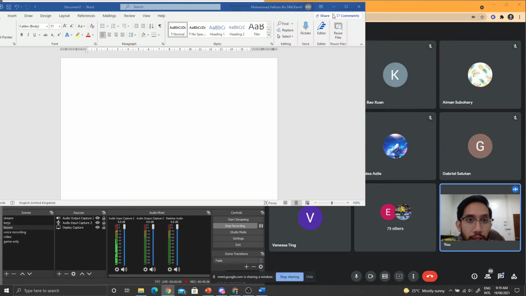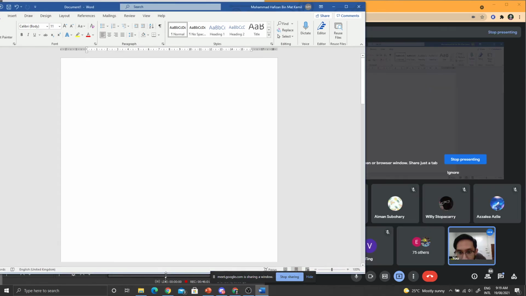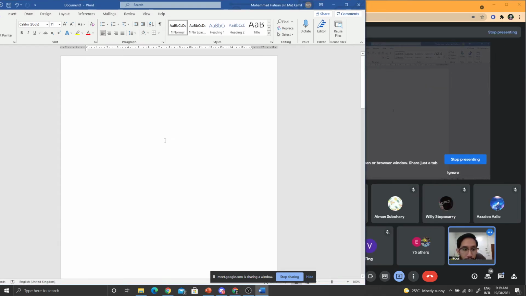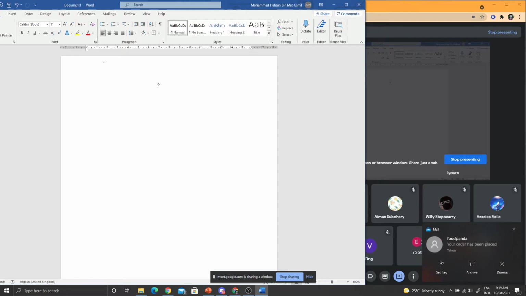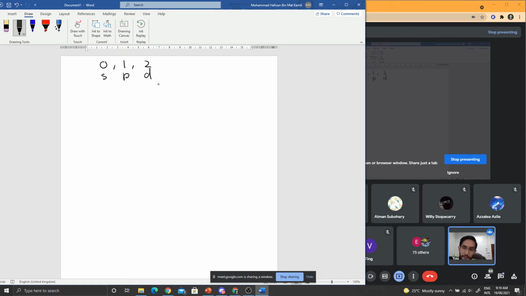Okay, let's draw. Nampak kan my slide? Okay, good. Nampak. So, you guys only need to know how to draw 0, 1 and 2, which is S, P and D. Okay, F, bersyukur kita tak perlu nak draw sebab that one ada 7 ha. Mampus nak hafal 7-7 tu kan.